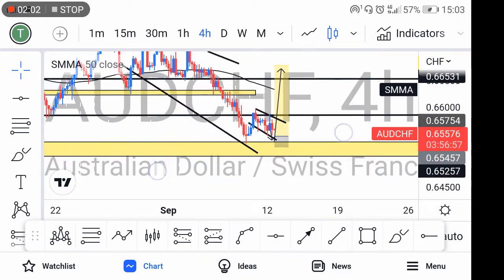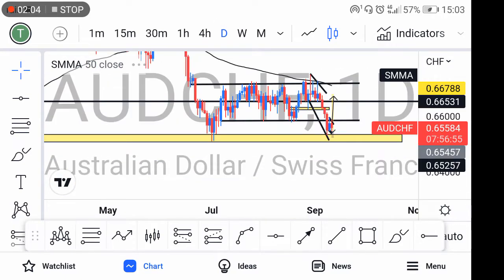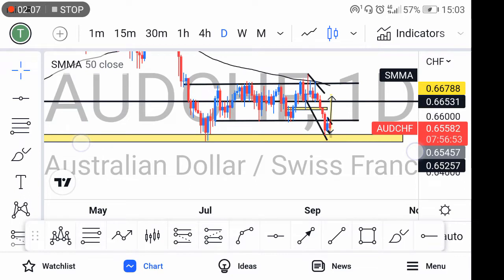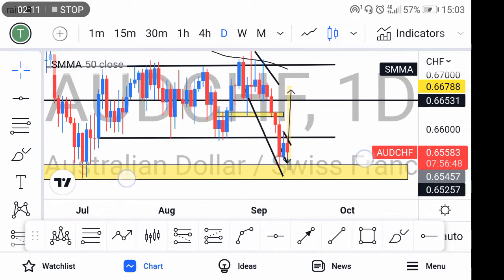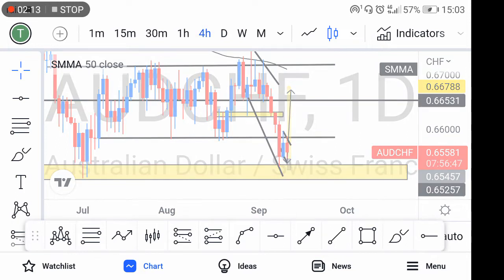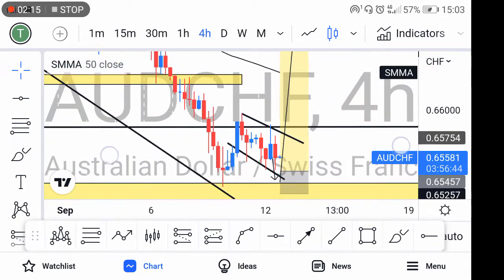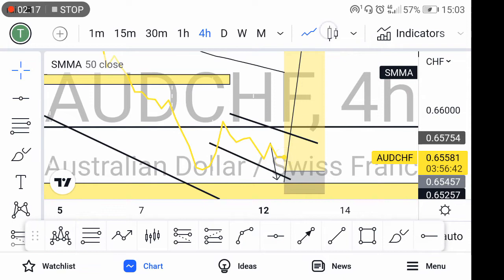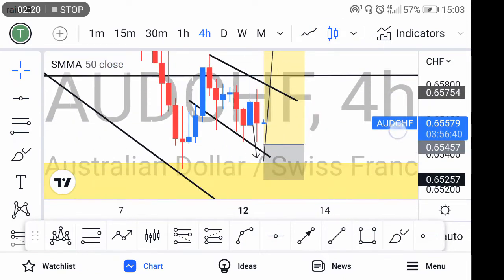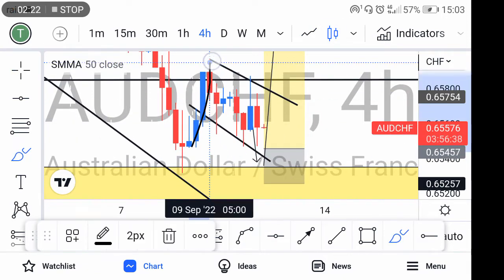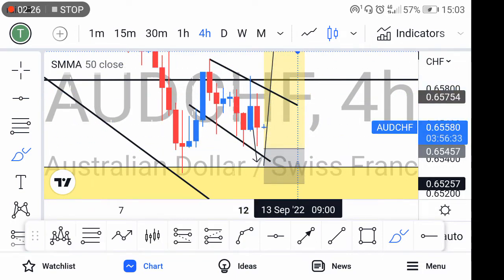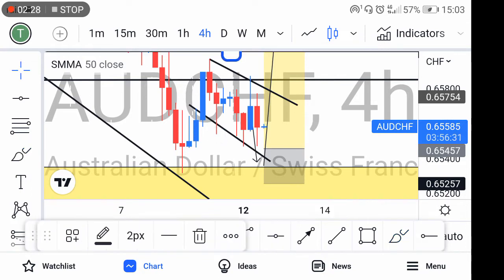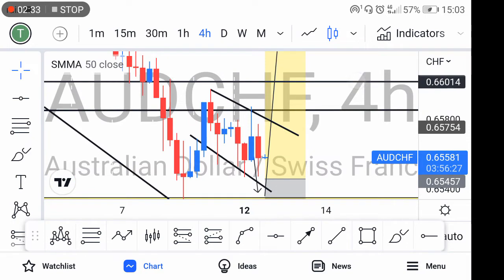On AUD CHF, guys, let's go on a daily. We can see we have this double bottom here. So I analyzed for this sell, because we can see I have this impulse. This was an impulse and a correction. So we're expecting a continuation, guys. I'm expecting a continuation of sells. I'm expecting continuation of buying opportunities.